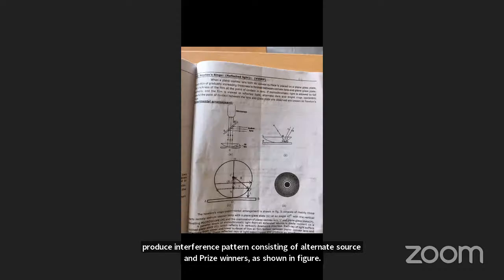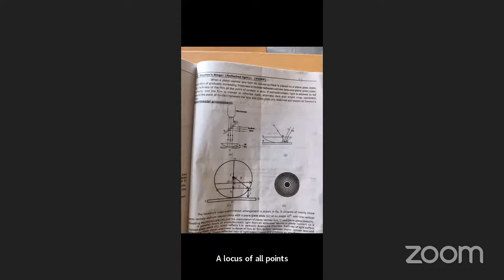As the locus of all the points of air film of the same thickness is a circle, the interference fringes due to all the rays appear to be circular rings, as the locus of all points of the same thickness is the circle.